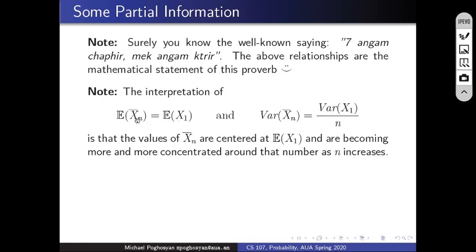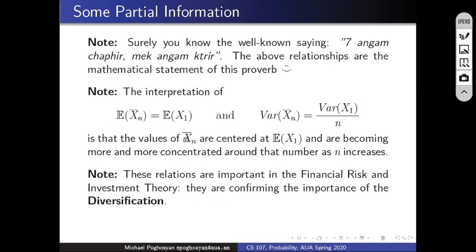If we average the x's and obtain Xn bar, then Xn bar will be centered at the same number, and the variance of Xn bar is getting smaller and smaller. So Xn bar is becoming more and more concentrated around it as n increases. The center remains the same, but the variance is tending to 0. The variability is tending to 0, and we are getting more concentrated numbers around that mean.